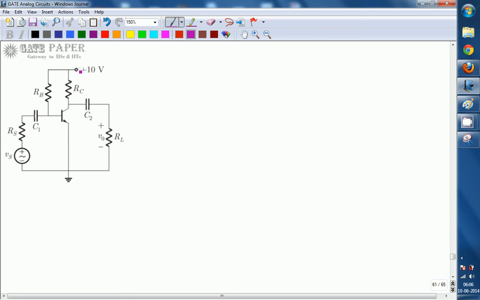Whenever we are going for the AC equivalent circuit, we must consider that the DC voltage source should be treated as ground. You can say this DC voltage source is grounded in two ways. One is using the superposition theorem, because the circuit consists of two different types of sources. One is the AC voltage source, the other is the DC voltage source. The DC voltage source is plus 10 volts, whereas the AC voltage source is Vs.